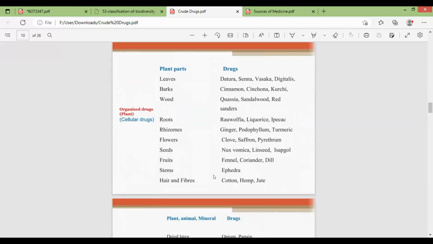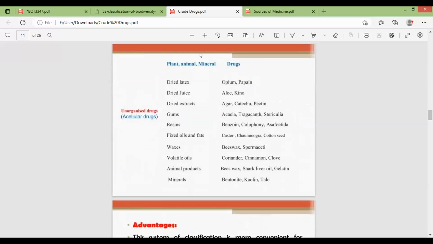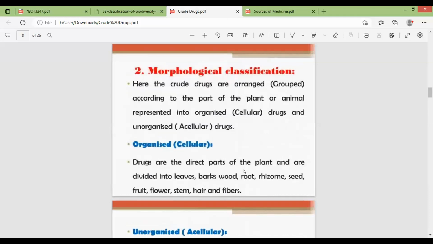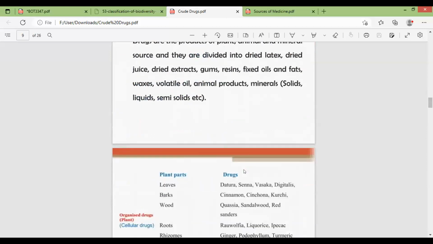But in unorganized, we are seeing here the examples. It's not from any specific part. It's just that, hence that term, unorganized. We are not obtaining our drug from a specific part. So in short, here the classification is based on the part of the plant where we're obtaining the drug. If we're obtaining it from a specific part, then it will be organized. If it is from no specific part, it will be unorganized.